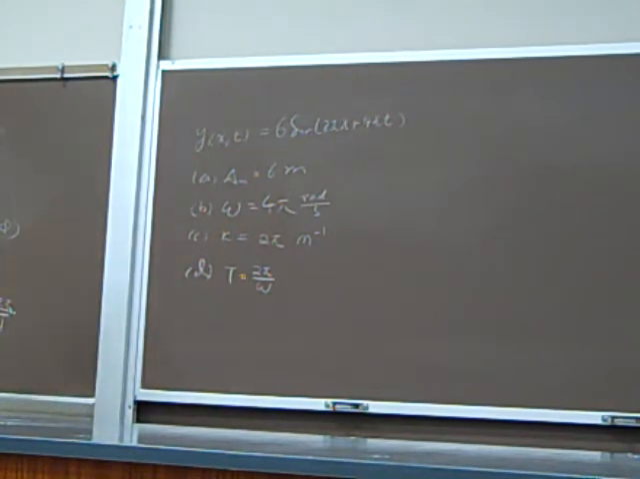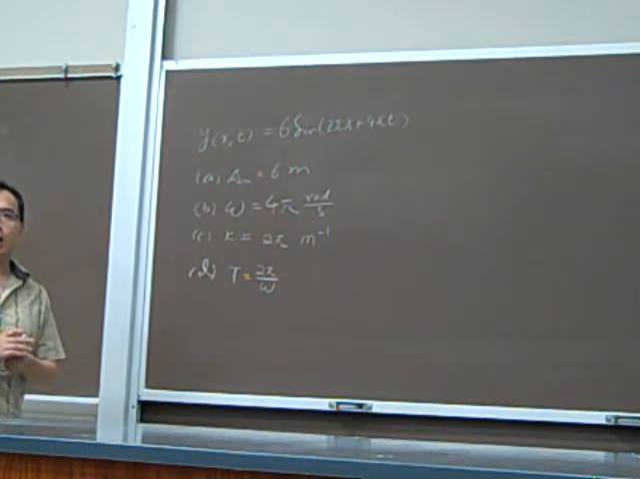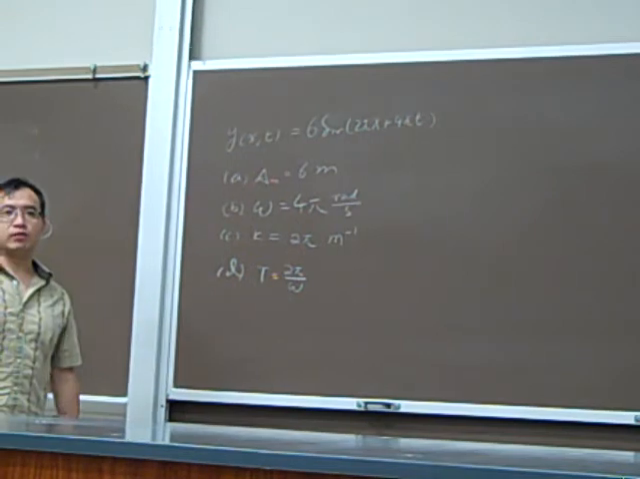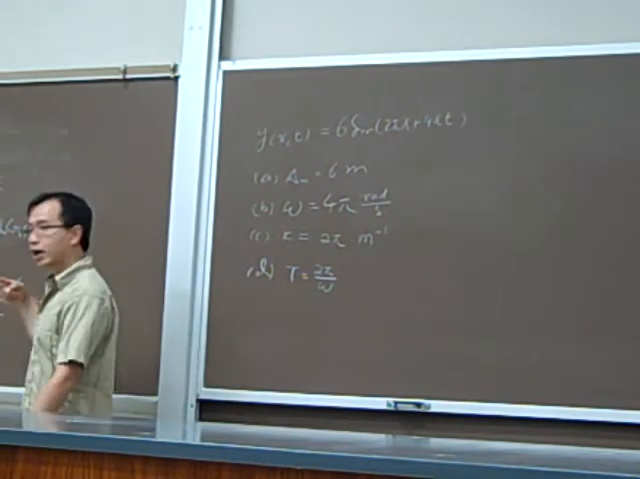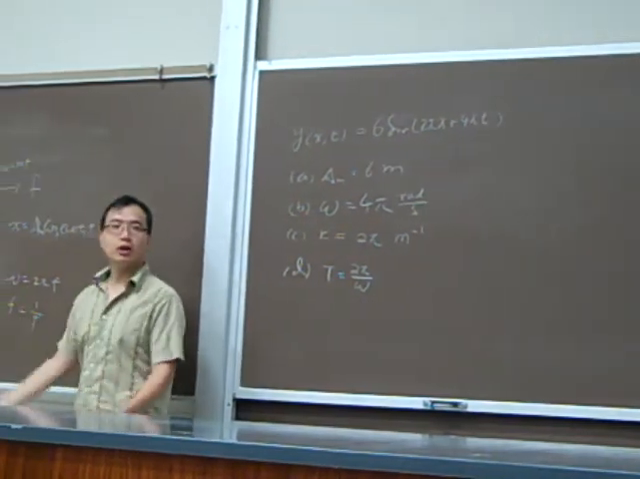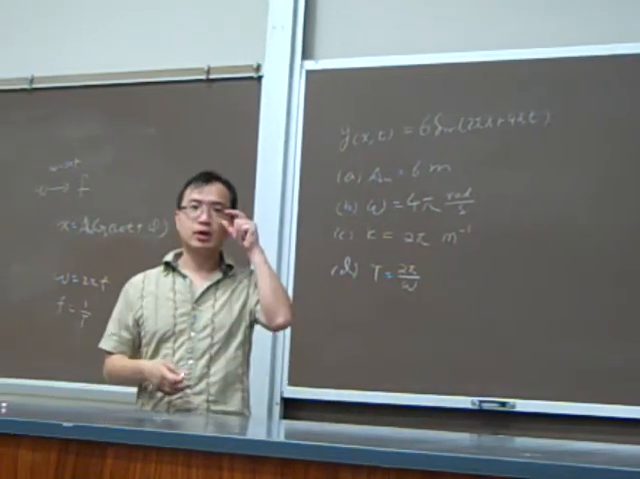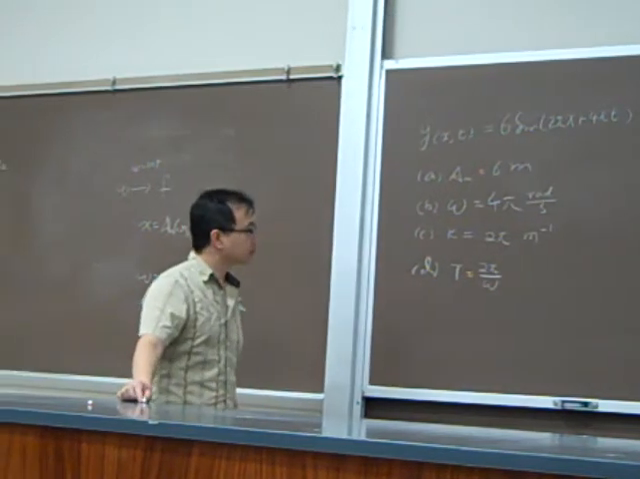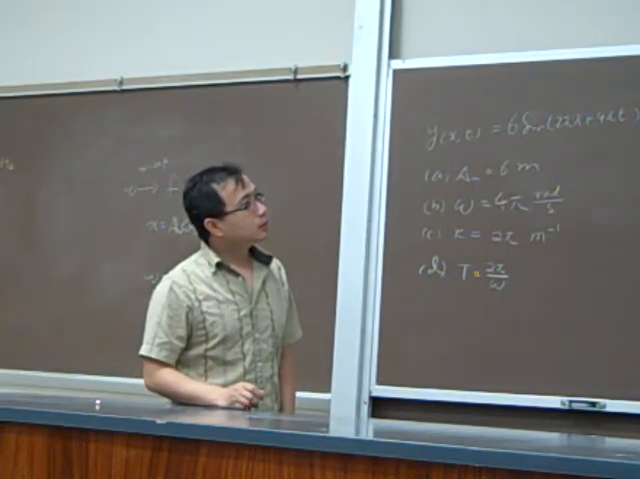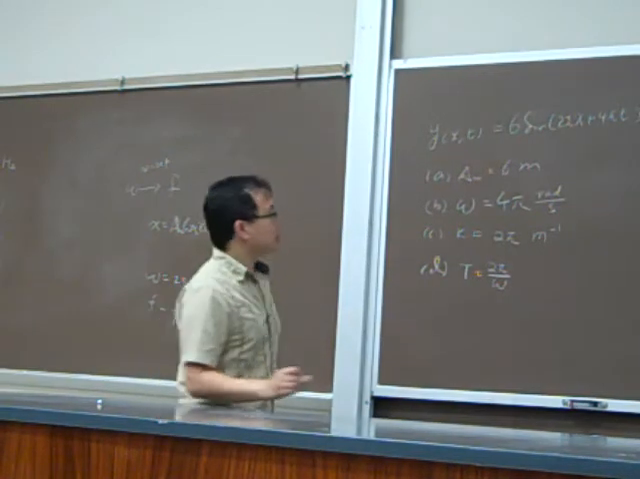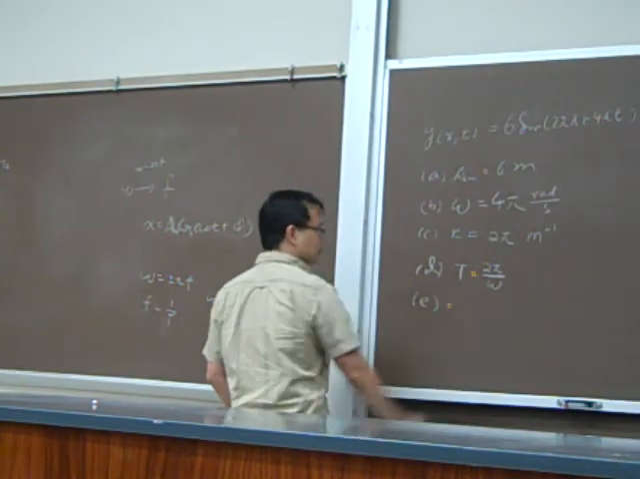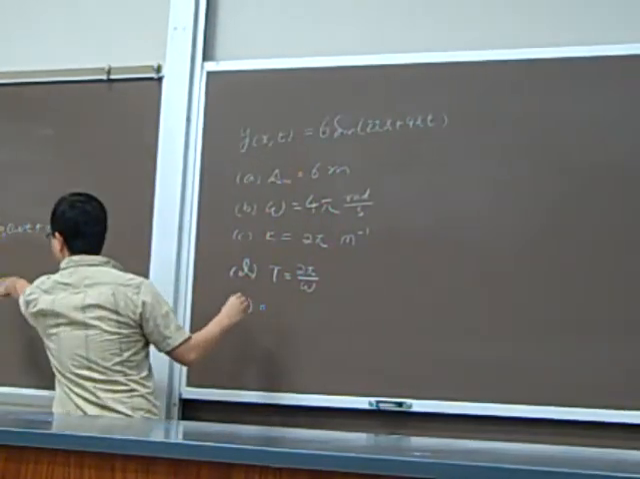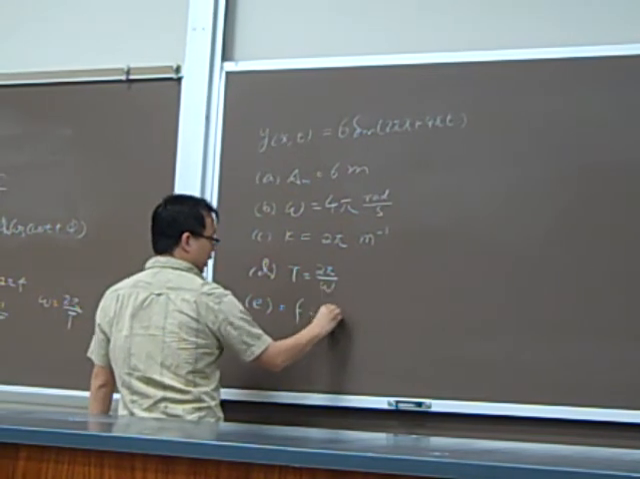So for the relationship between all these quantities, we wouldn't give you all the relationships directly. We only give you a few fundamental ones on your formula sheet, like this one. But you can always derive the relationship between any two quantities. Okay. E, frequency. So again, from omega, right? Frequency equals to omega over 2 pi.